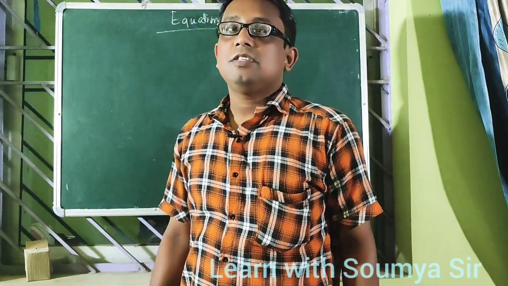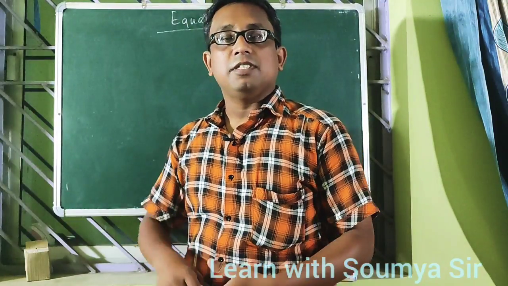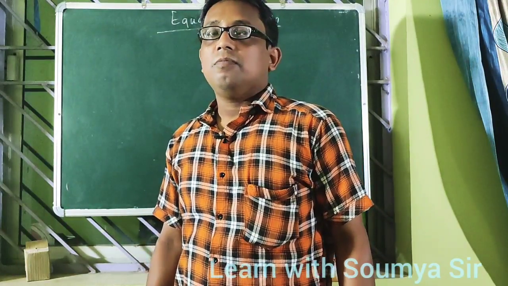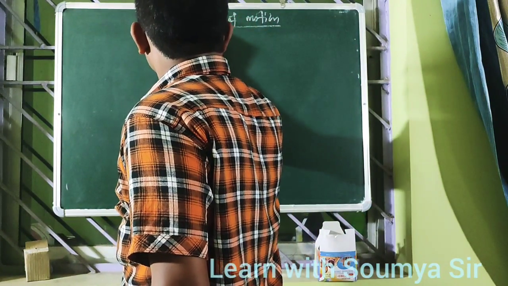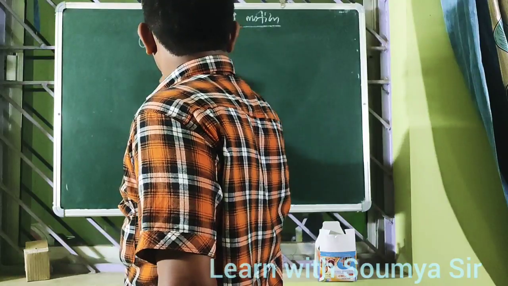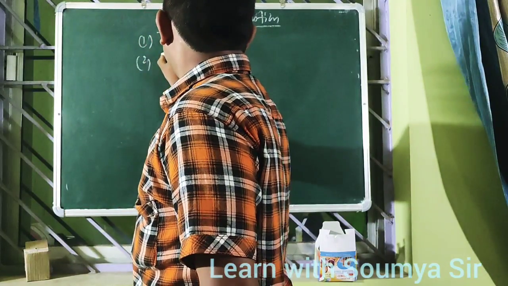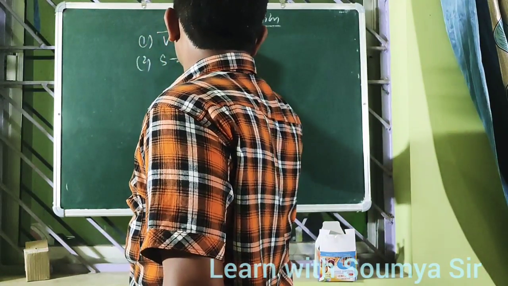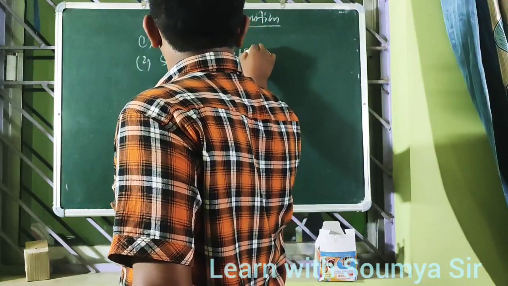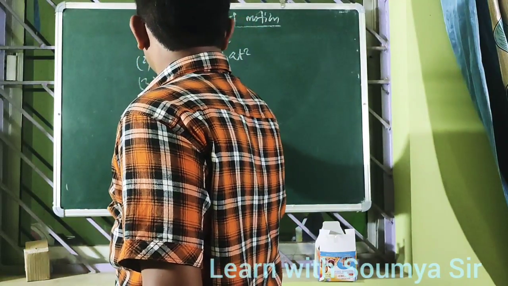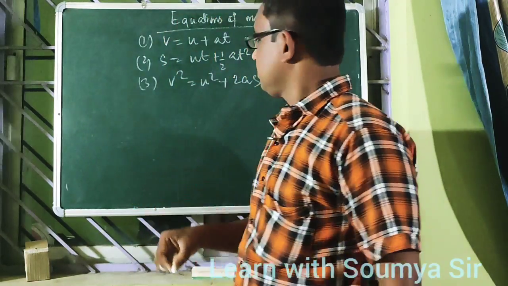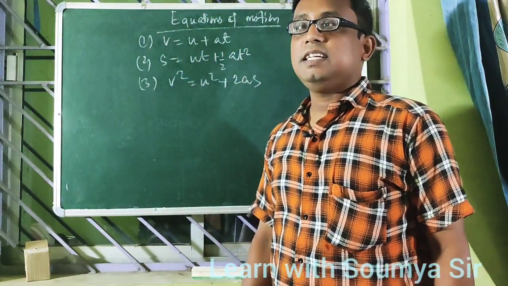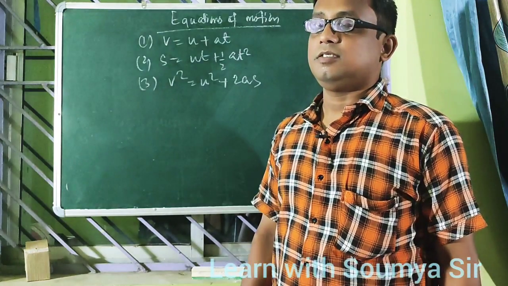So what are the equations of motion? There are three equations of motion. Number one, v is equal to u plus at. Number two, s is equal to ut plus half at square. And number three, v square is equal to u square plus 2as.